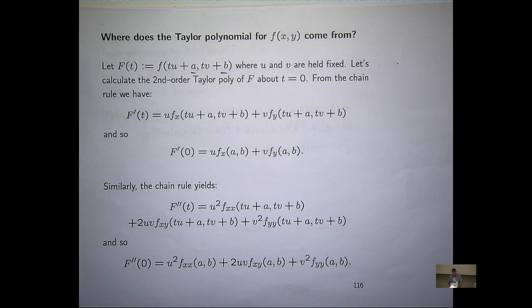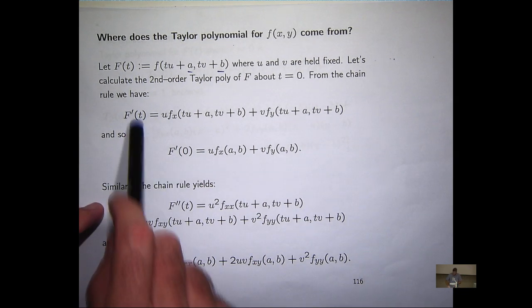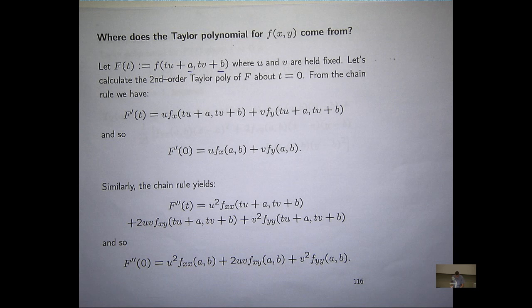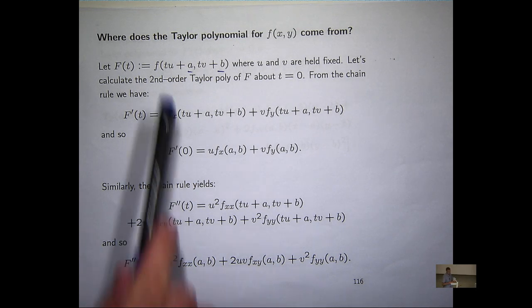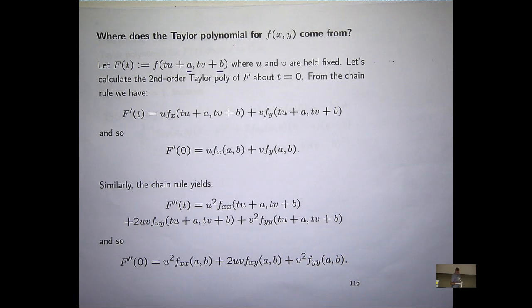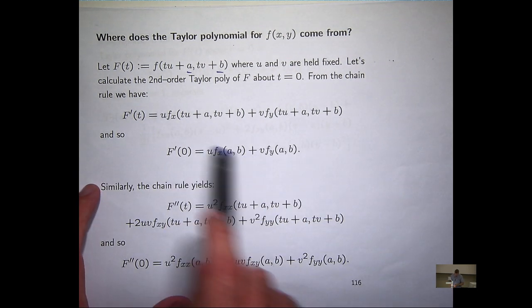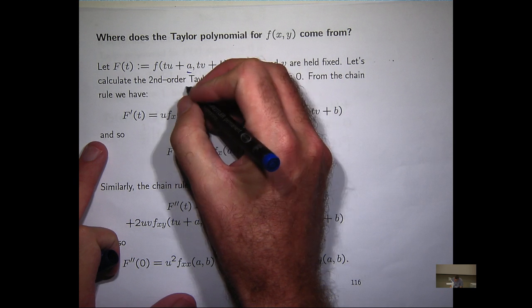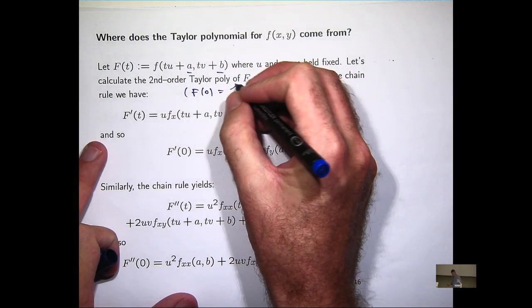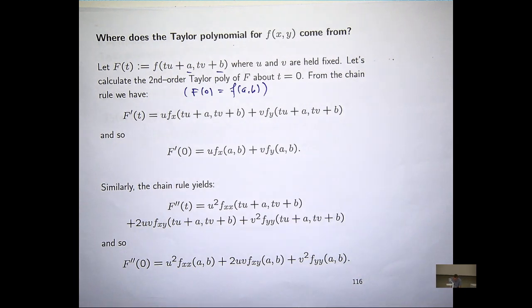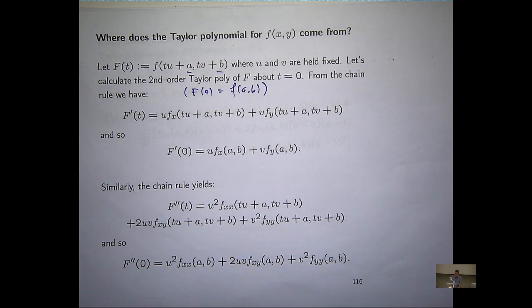To do that, we need to compute the derivatives of big F and evaluate them at 0. So how can we compute the derivative? Well, we can use a chain rule. Okay? To compute the derivatives of this type of setup, we just use the chain rule. So if you just apply the chain rule and calculate your derivatives and plug in t equals 0, of course, big F of 0 is just f of a comma b, right?